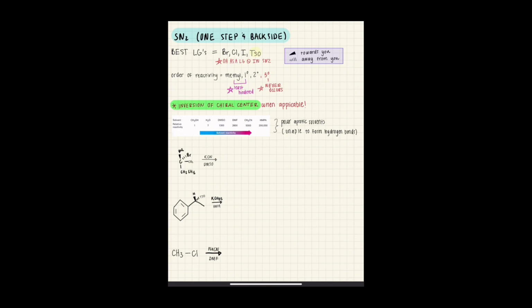For starters, it's important to know that SN2 is a one-step reaction where the nucleophile attacks the carbon atom from the backside. I'll get more into that as I go on.